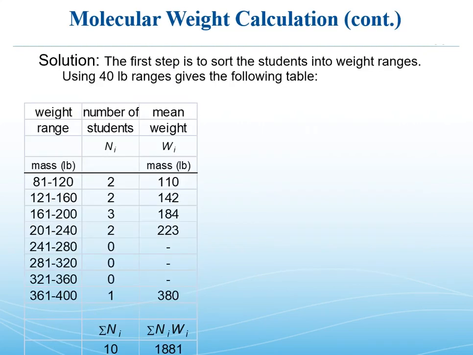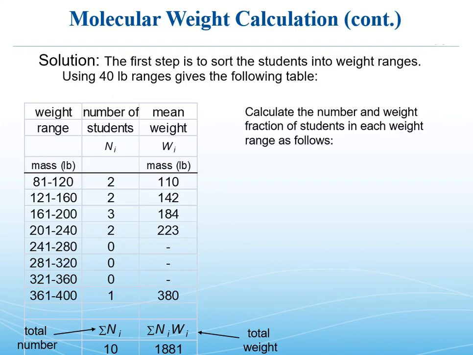This is similar to the idea of the mean value theorem in calculus and some of the numerical techniques where we look at an average across a small range, add it up, or squeeze it down. And this is the foundation of a lot of our molecular weight analysis methods like size exclusion chromatography. So there's the total number of students and again the total weight. So the weight of the whole class is all of the W sub i added up times the number of students in each interval. So we'll calculate the number and weight fractions of students in each weight range.